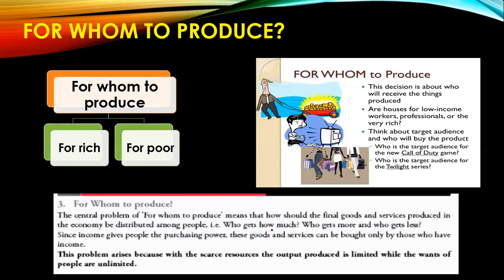And the last problem is for whom to produce. The next comes is when you have decided what to produce, how to produce, now next is for whom we need to produce.